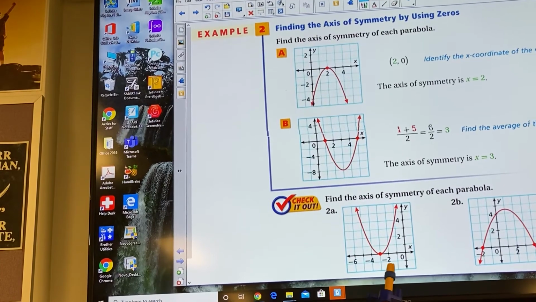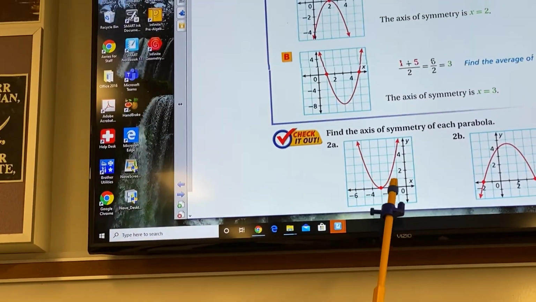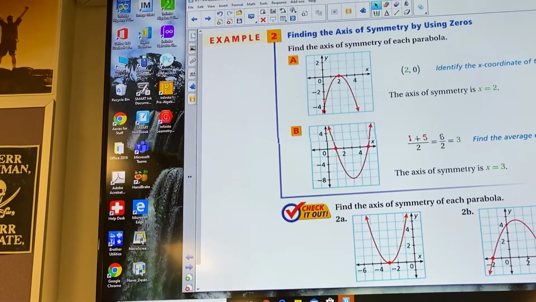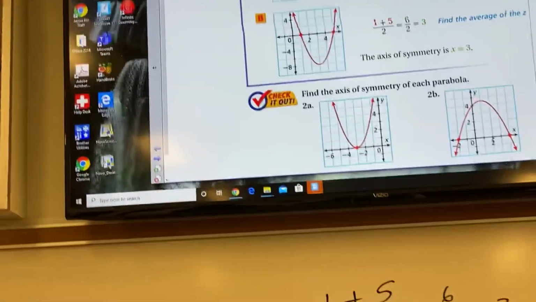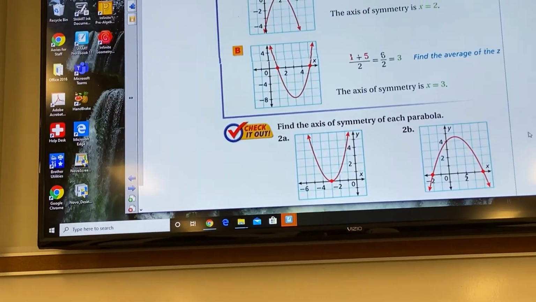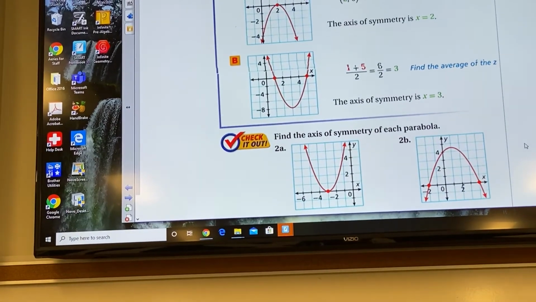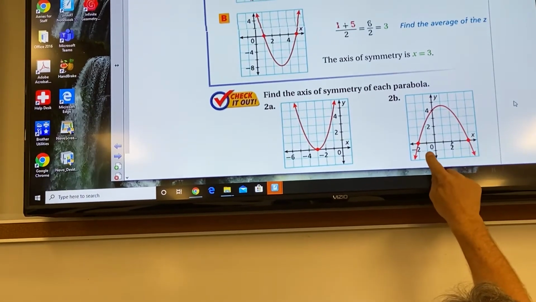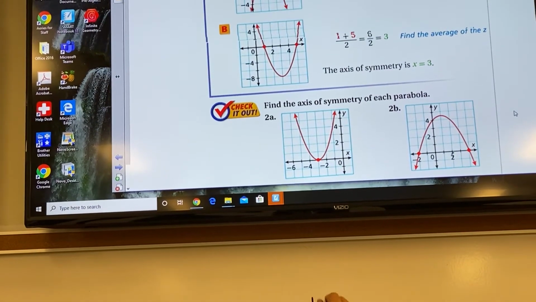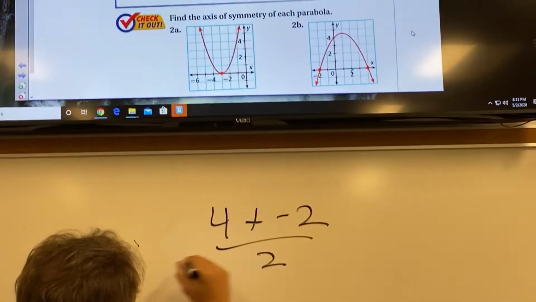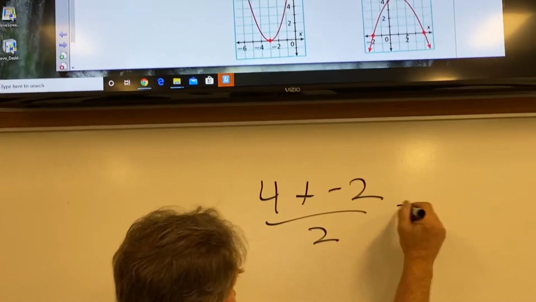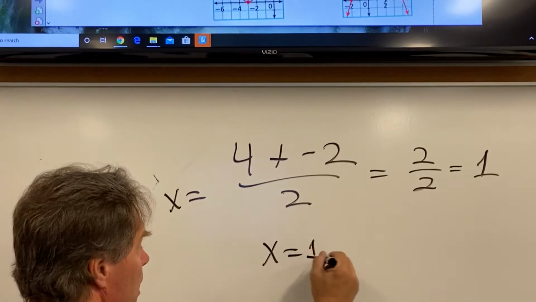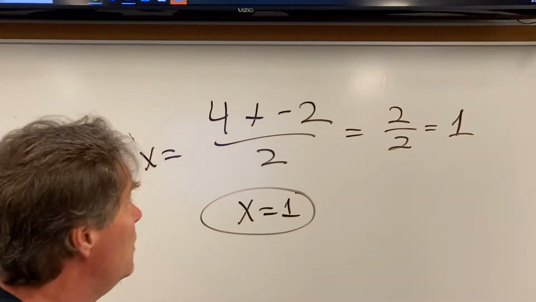This guy right here, notice it touches the x-axis at 1, 2, 3, -3. So the axis of symmetry there is x equals -3. And then finally, let's figure this last one here. Okay, the zeros are, let's see, 1, 2, 3, 4. This is 4, and that's -2. So they're 4 and -2. So you add them up and divide by 2. X is 4 plus -2 is 2, divided by 2 is 1. So x equals 1 is going to be the axis of symmetry of that parabola.